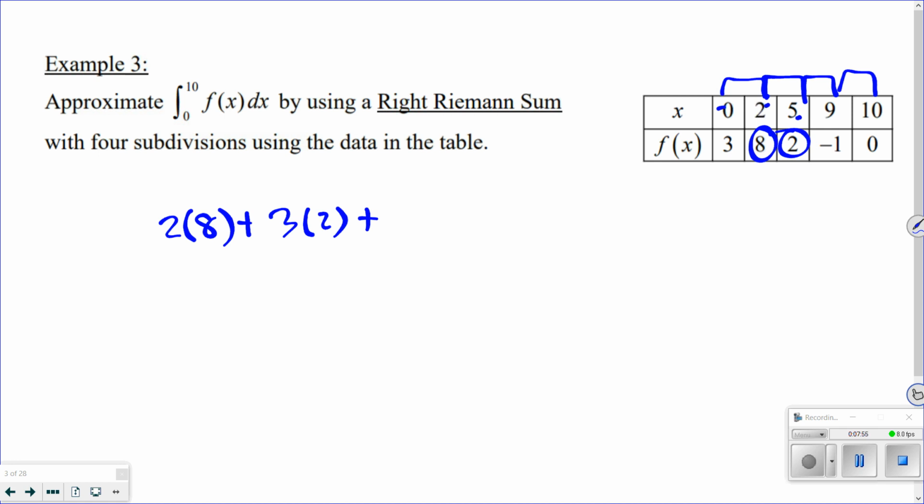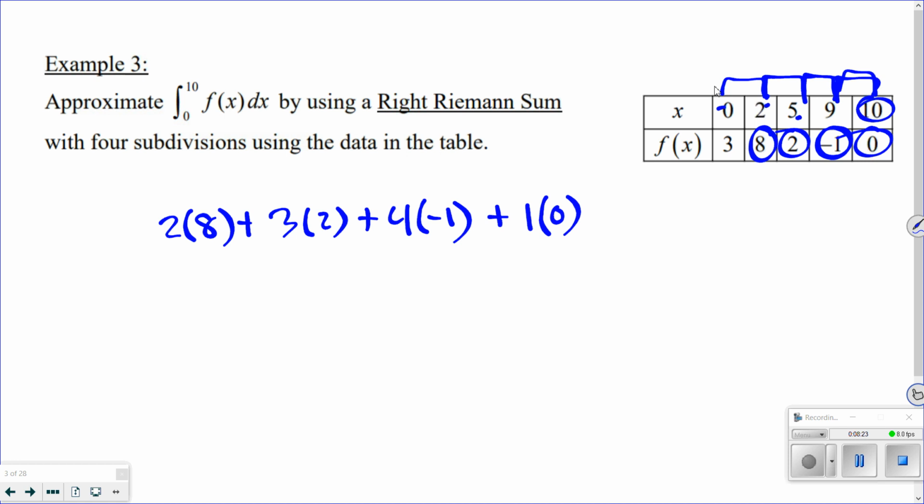Okay, then I'm going from 5 to 9. Okay, that width is 4. And the height is whatever my y coordinate is right there, which is actually a -1. And we can have negative area. Remember, a definite integral is the signed area under the curve. So if it's below the x-axis, we count it as negative. And then I'm going from 9 to 10, so my width is 1. And the height is whatever my right side was, which is the 10, so my height would be 0.